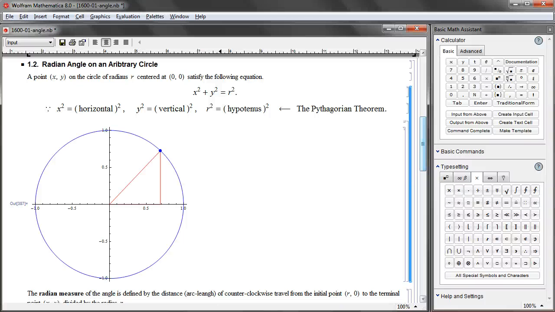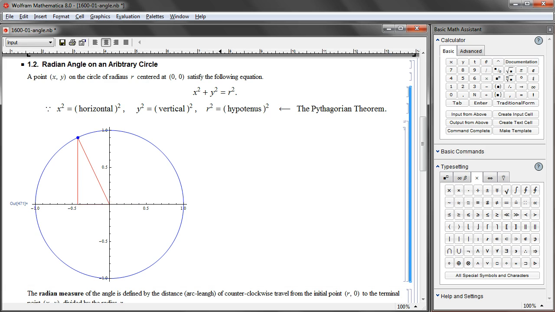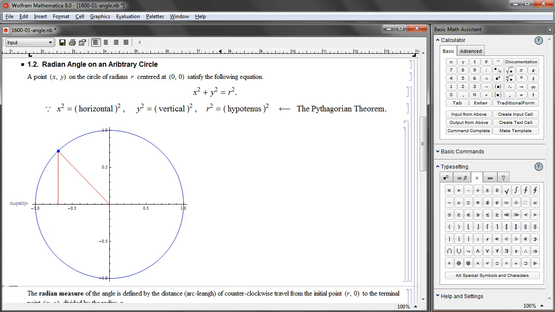We can do the same thing in an arbitrary circle centered at the origin with radius r this time, not just 1 but r. So what do you have? The inscribed triangle looks like this. X is horizontal, y is vertical, and r is the hypotenuse, so the hypotenuse squared is now r squared. By the Pythagorean theorem, we have that, of course. This program is randomized, so if you run it again, you're going to get a different terminal point. In this case, both x and y are negative, but it doesn't matter because we're going to take the square anyway. In this case, x is negative, y is positive, but we're going to take the square anyway, so no problem there.